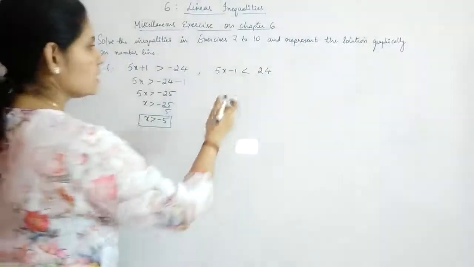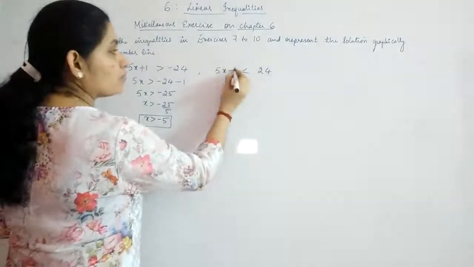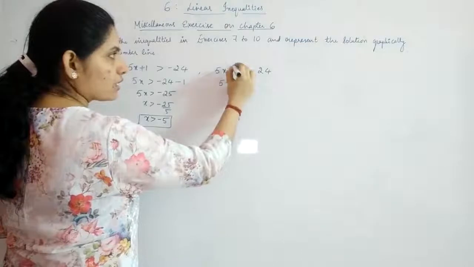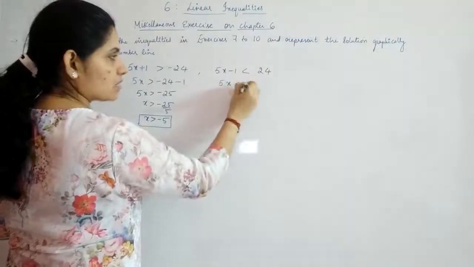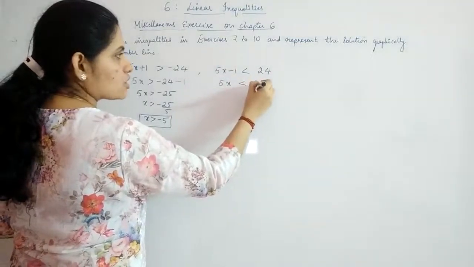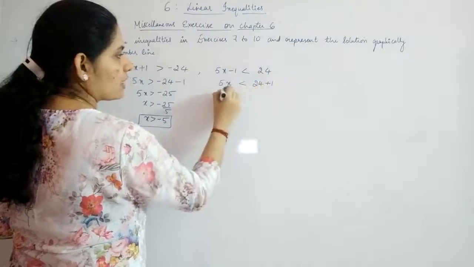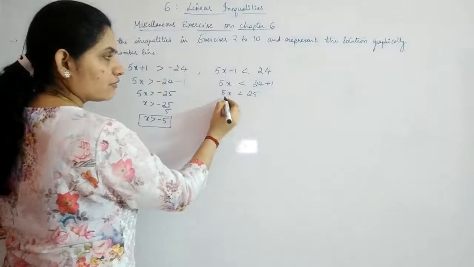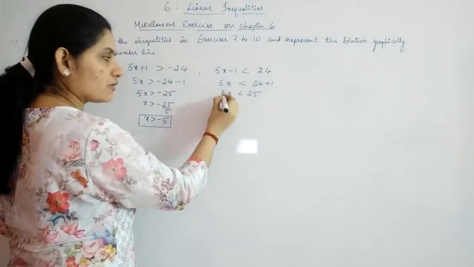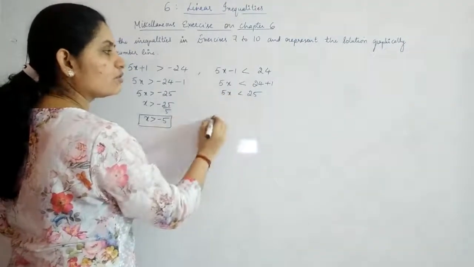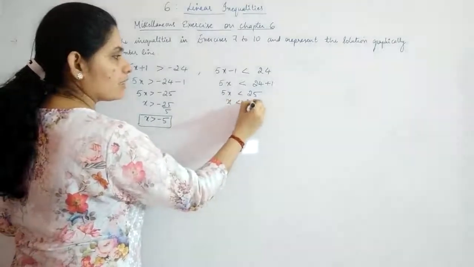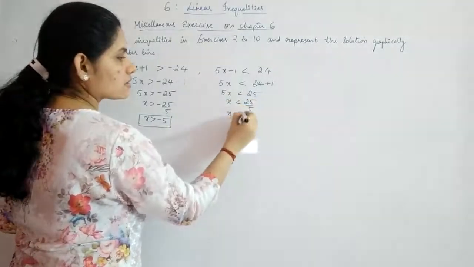The next we will see. For this one, you have to remove minus 1. So you have to just add 1 on both sides or take this to the other side. Both have the same meaning. So you'll get 5x is less than 24 plus 1, or 5x is less than 25. Again, removing 5 from this side, you are dividing throughout by 5. What you will get is x is less than 25 by 5, which is 5.